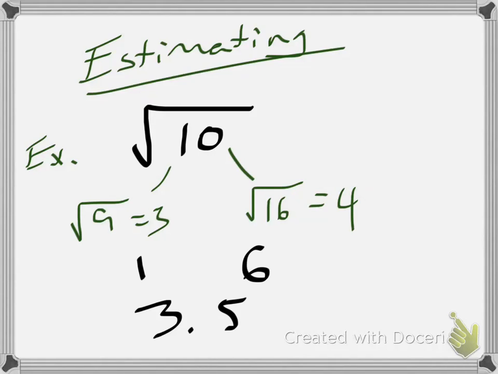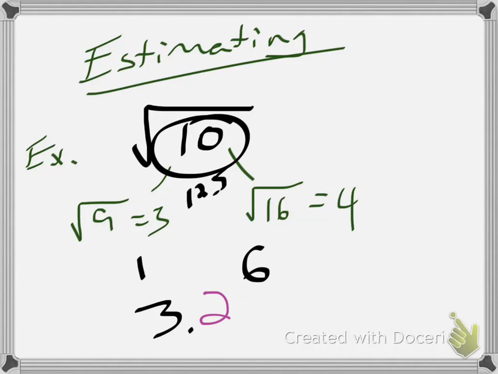3.5 would put us somewhere at like 12.5, if we did 3.5 times 3.5. Well, we're lower than that. We're looking for 10. Now I'm estimating, so I don't have to be exactly right, but I could put 3.2. Some of y'all on the test put like 3.3 or 3.1. 3.2 is pretty dang close. In fact, the actual answer would be 3.16, I believe, and then it goes on forever.